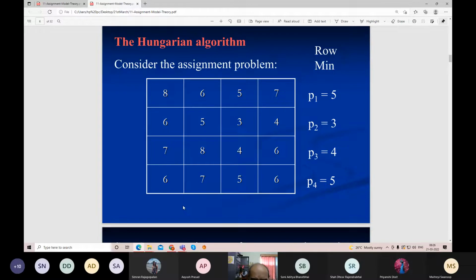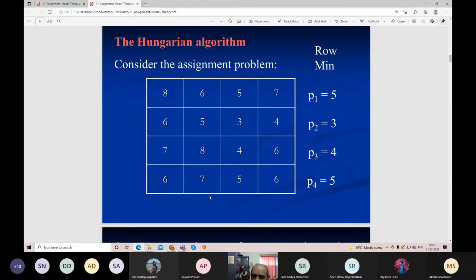So what I am mentioning here, this is the matrix that is given. It is called an assignment matrix. It is not a transportation matrix. Generally, the matrix is a square one. It has n rows and n columns. Presently, this matrix has 4 rows and 4 columns. Some constants are given here. You can see 8, 6, 5, 7, 6, 5, 3, 4, 7, 8, 4, 6, 6, 7, 5, 6. What are the constants?